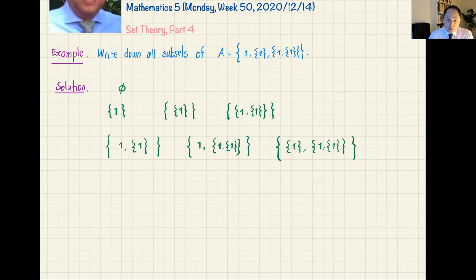Okay, and then I go to 3-element subsets, but there is only one 3-element subset. To save time, you can just write A itself, or if you want to, you can write the whole set here. I would prefer to write it in that way.